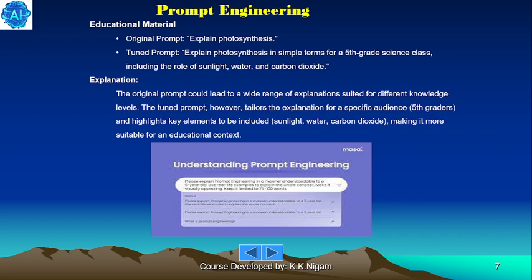Educational material. Original prompt. Explain photosynthesis. Tuned prompt. Explain photosynthesis in simple terms for a 5th grade science class, including the role of sunlight, water, and carbon dioxide. Explanation. The original prompt could lead to a wide range of explanations suited for different knowledge levels. The tuned prompt, however, tailors the explanation for a specific audience, 5th graders, and highlights key elements to be included: sunlight, water, carbon dioxide, making it more suitable for an educational context.